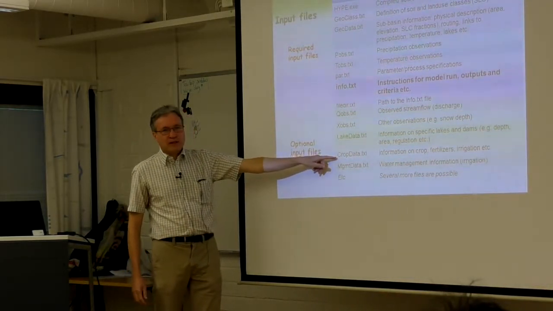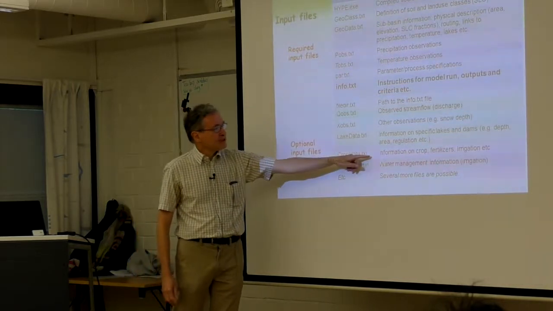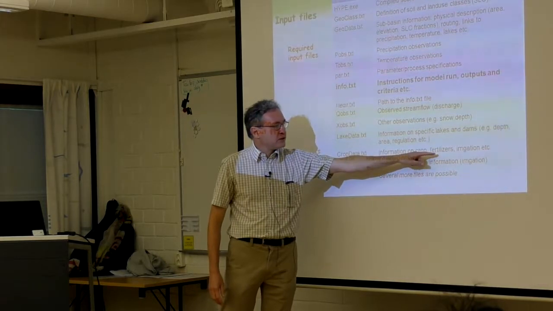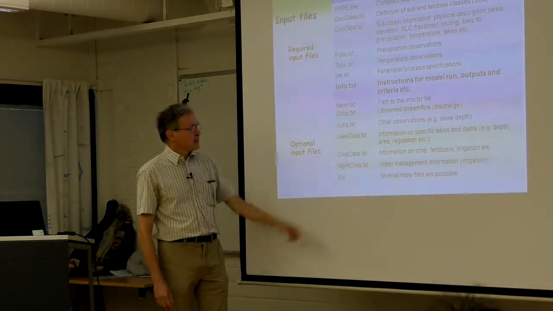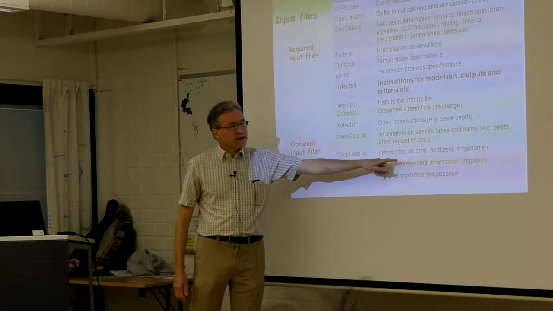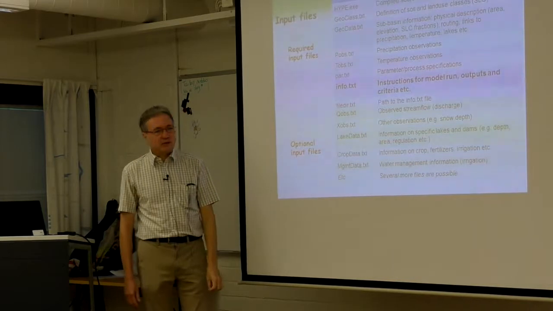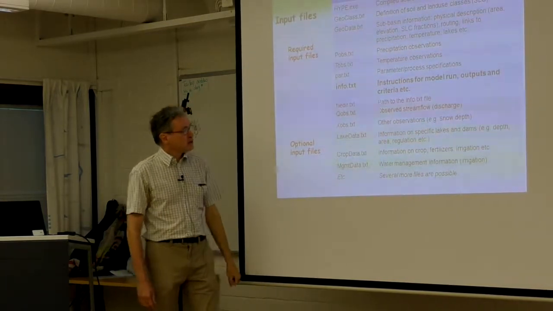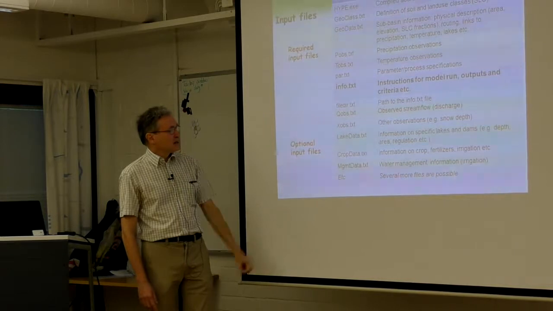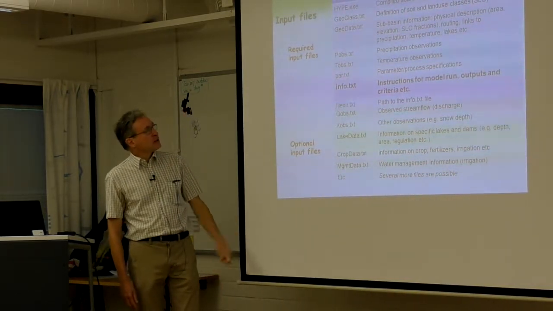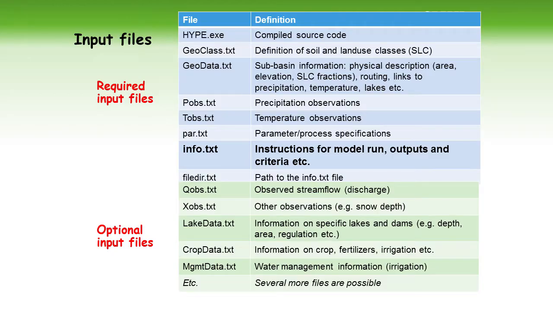If you work with water quality, you have to specify information on crops, how fertilizers are applied, and so on. If you work with irrigation or water abstraction or more complicated types, then you specify this in the management data text file. And then there are many more files that are possible to use. You can see here that it's divided into two different colors: the required files, and then optional files.